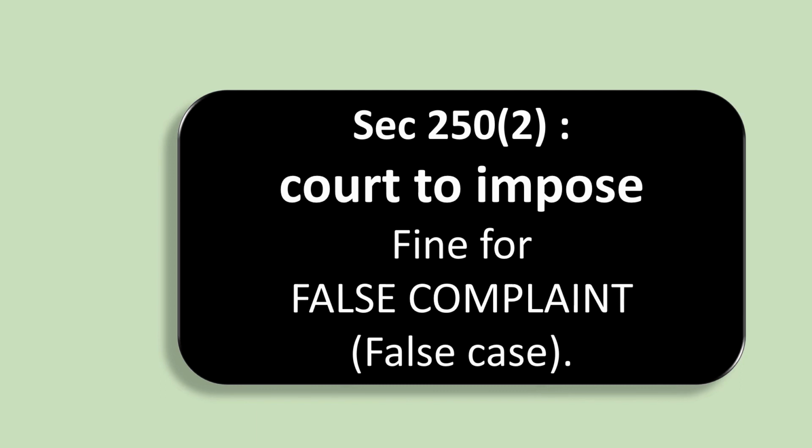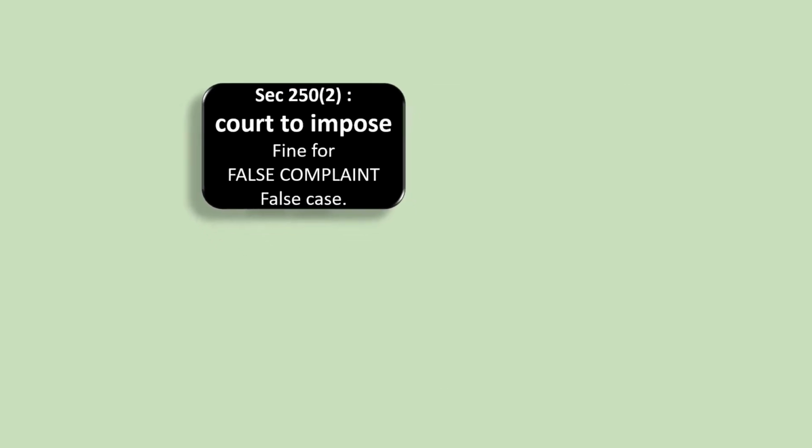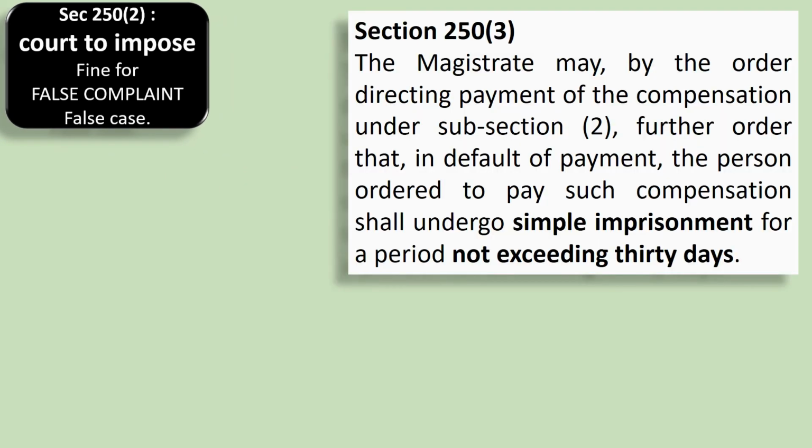I'm using this method so that you can remember the rest of the subsections. We have to differentiate things because in subsection 2 of 250 we understand the court imposes fine for false complaint or the false case. Rest of the subsections are connected to subsection 2. How? Let's do it. Subsection 3 of 250 informs about the fine that was imposed in subsection 2. Remember this? Okay. If that complainant does not pay the fine, he has to go to simple imprisonment, but that should not exceed 30 days.